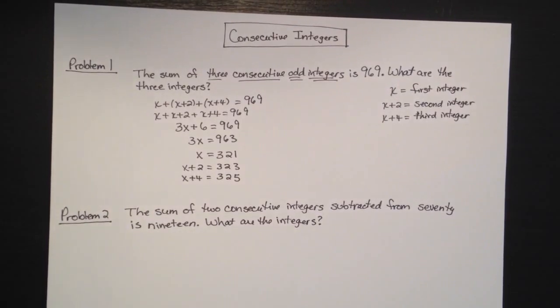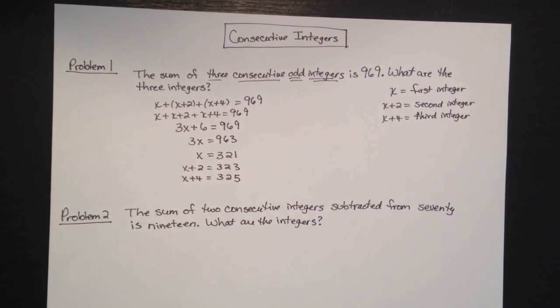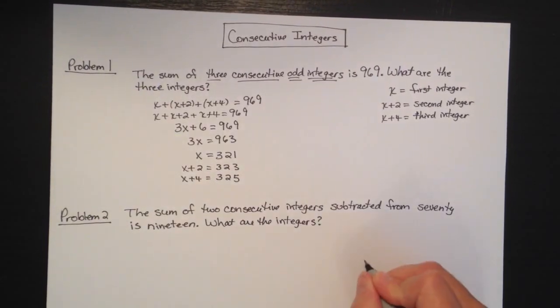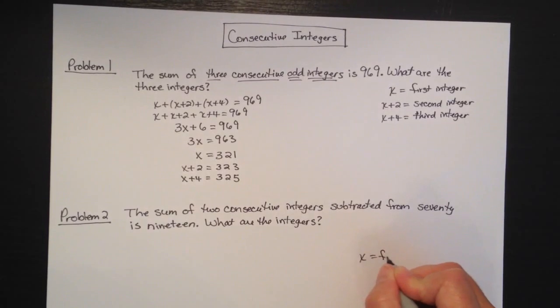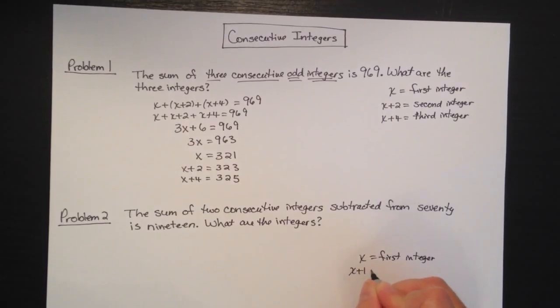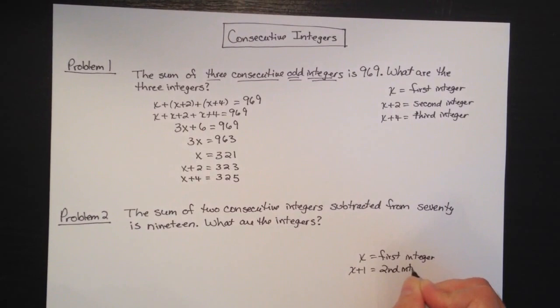Okay, problem number 2 states the sum of 2 consecutive integers subtracted from 70 is 19. What are the integers? So we're looking at 2 consecutive integers. The setup for just consecutive integers is let x be the first integer and x plus 1 is going to be the second integer. And so this is how the thinking goes.